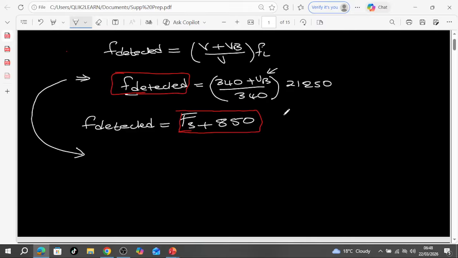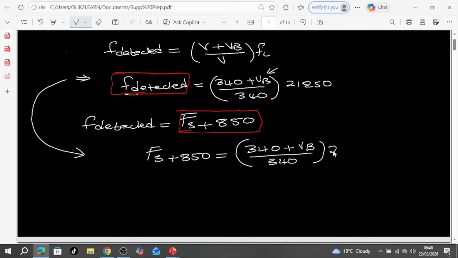Okay, so now we can substitute that and say Fs plus 850 equals 340 plus VB over 340, multiplied by 21250. Okay, so now when I have it like this, I think this becomes another issue that we can fix.